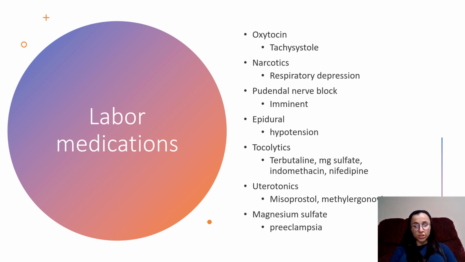Another class of medications used are uterotonics, which are given to increase labor contractions. This includes misoprostol and methergine, which is also used to treat severe postpartum bleeding. And last but not least, magnesium sulfate is given for preeclampsia to prevent seizures, and is also used to treat hypomagnesemia, but that's not specific to pregnancy.